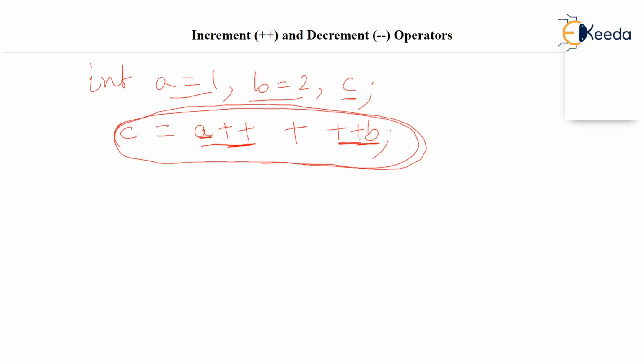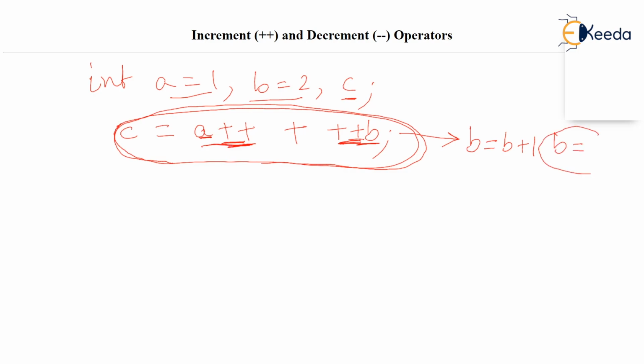So how is this expression really split up? How does C solve this? First thing first, it will make B is B plus 1. It will not make A is A plus 1. A will be increased after the expression, but this is prefix. So B will become B plus 1. What does that mean? B was 2, so B will now become 3, isn't it?